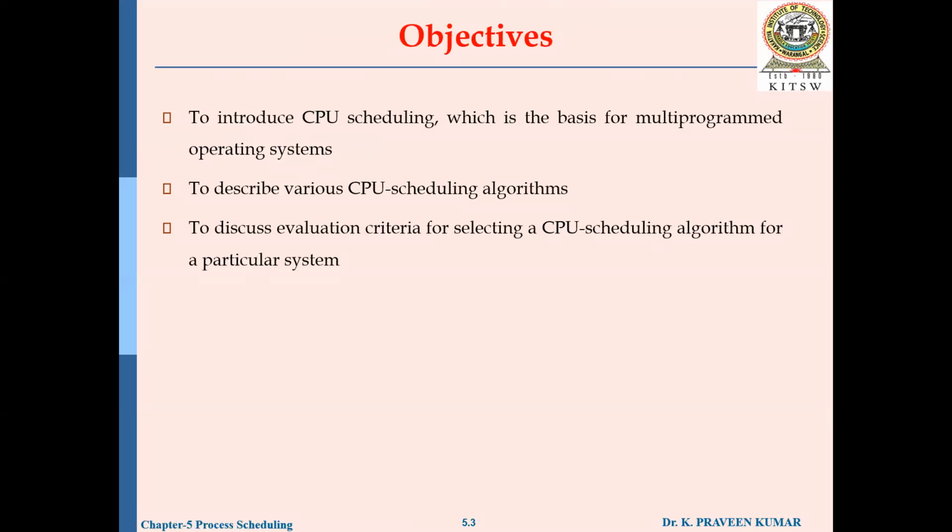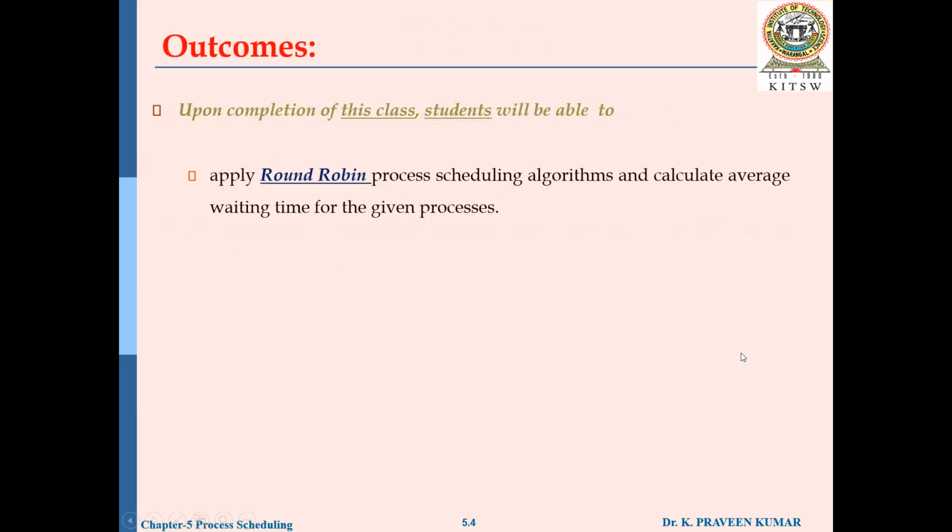The objective of this lecture video is to introduce the different CPU scheduling algorithms and how to apply these scheduling algorithms onto given case studies. The outcome of this video lecture is how to apply the round robin process scheduling algorithm and calculate the average waiting time for the given processes.